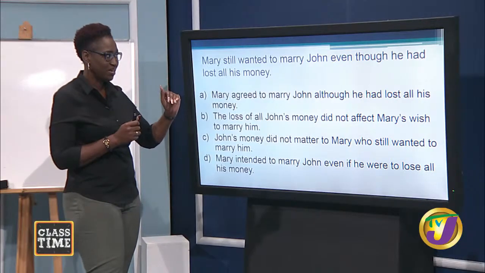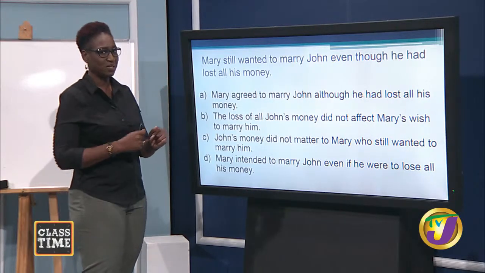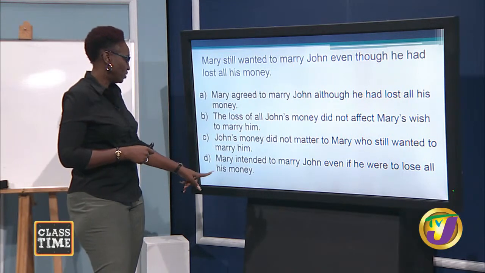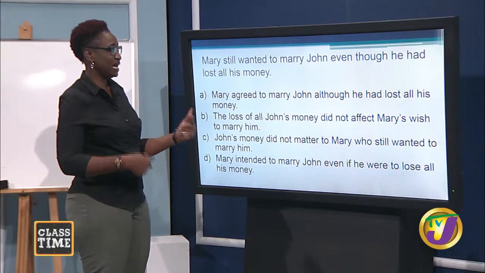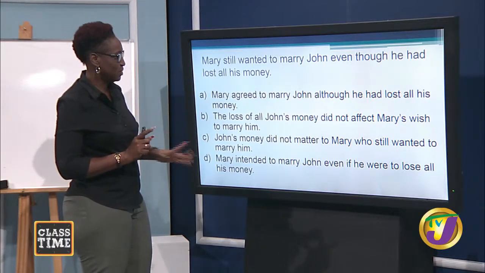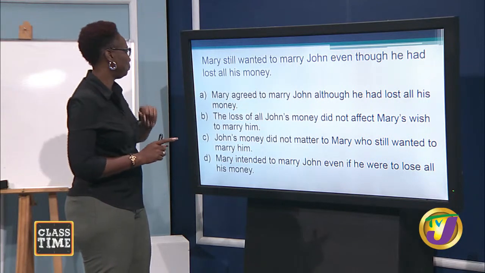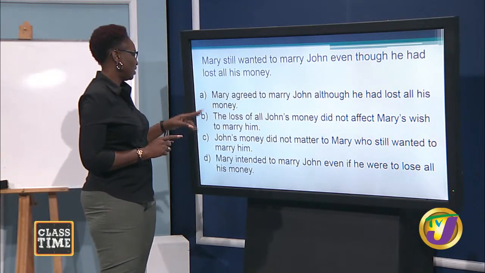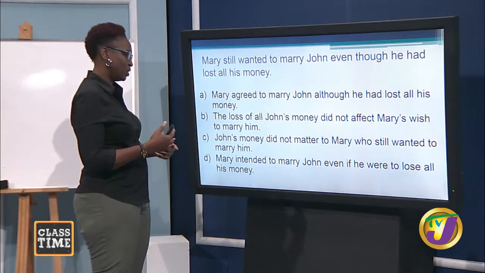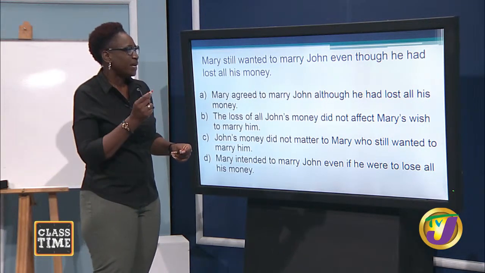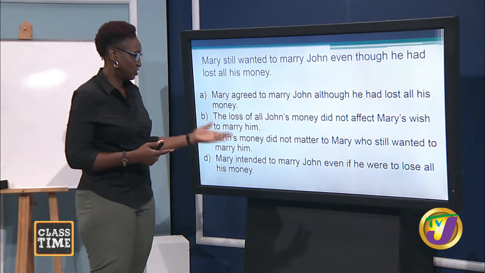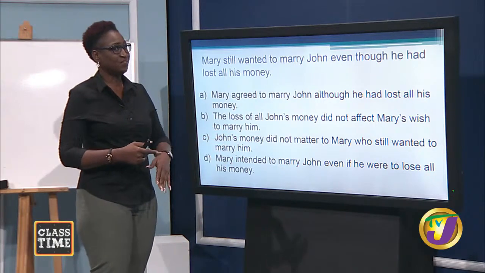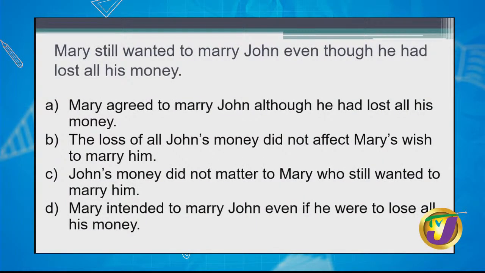She still wants to marry him even though he has lost all his money. So this one here says if he were to lose all his money, meaning he hasn't lost it yet. So that is not it because he has lost it in the original. The next one says, John's money did not matter. She still wanted to marry him. It doesn't quite capture the idea that John has no money. When it says John's money doesn't matter, it sounds as if it's the fact that he has money that doesn't matter. So we can't think of that one yet.